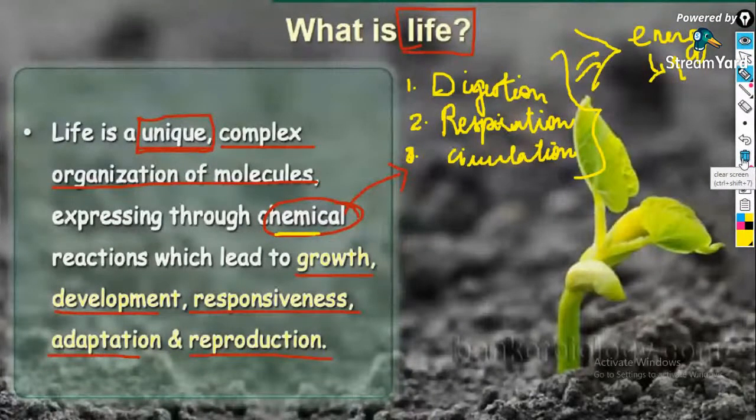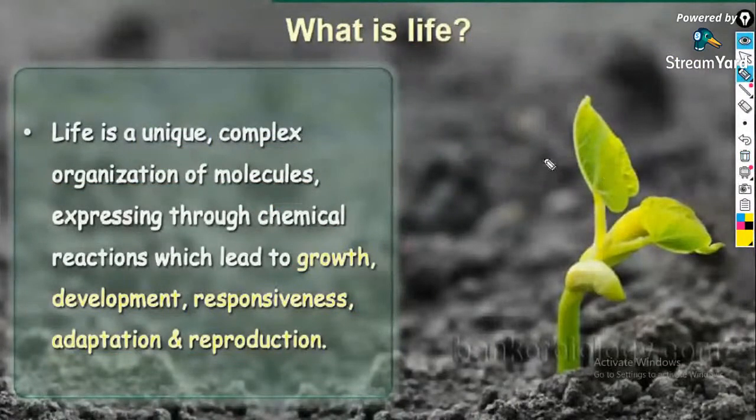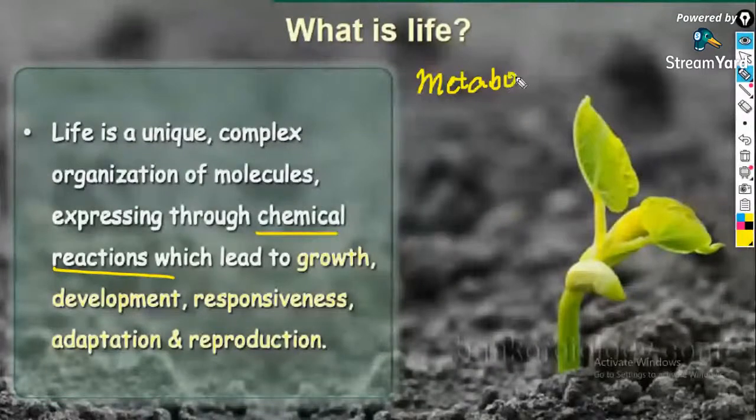So the total sum of chemical processes, the total sum of chemical reactions taking place in the human body, you will be calling as metabolism. The total sum of the chemical reactions taking place in the human body, you can call it metabolism. Clear, everybody? The sum of chemical reactions taking place in the human body is referred to as metabolism.